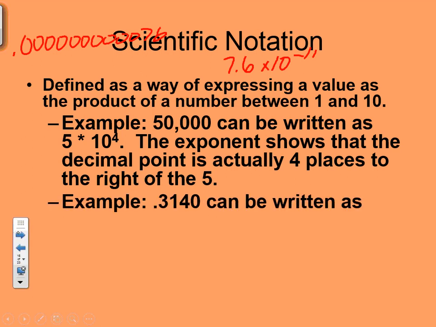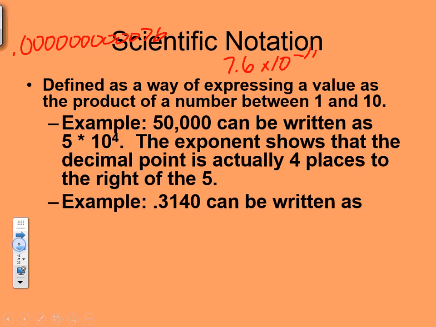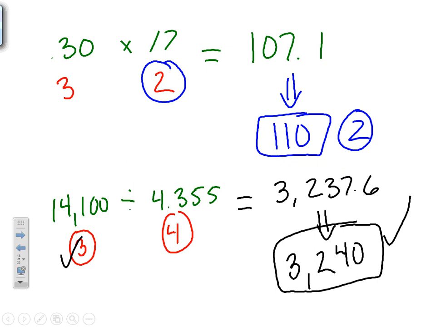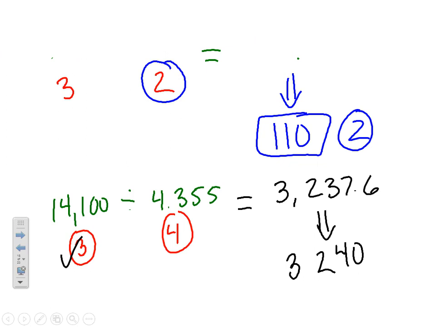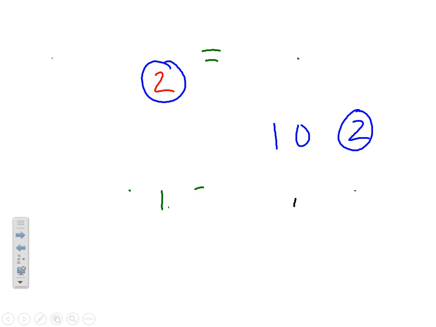So something like that. Example, 0.314 can be written as 3.14 times 10 to the negative first. Now, how do we do this? So let's go back here and let's do an example. All right, let's erase this. Let's do a couple examples using scientific notation. And how do we put numbers into and out of scientific notation?